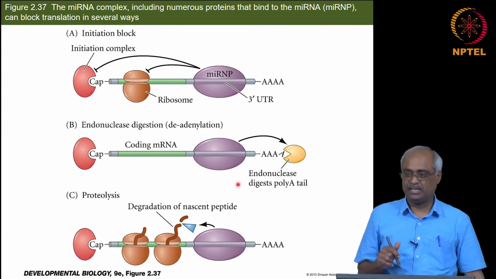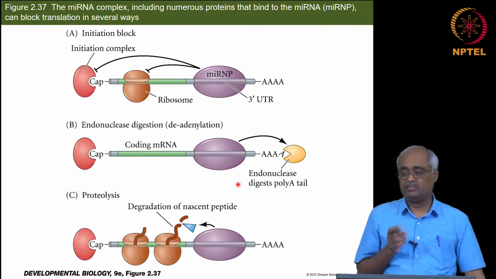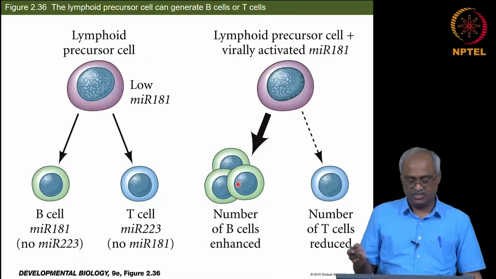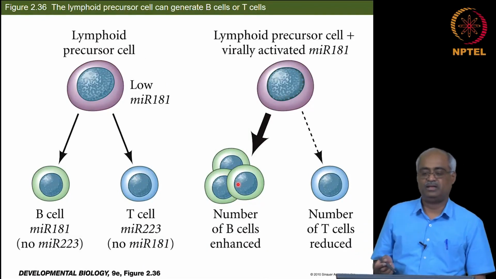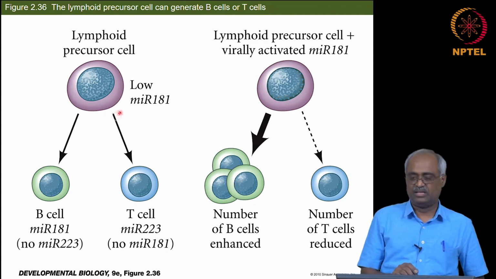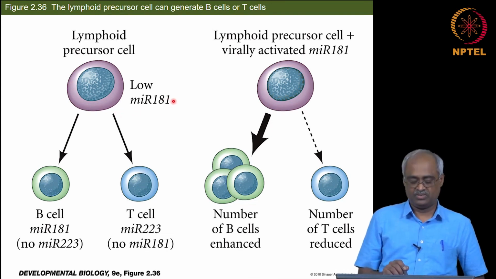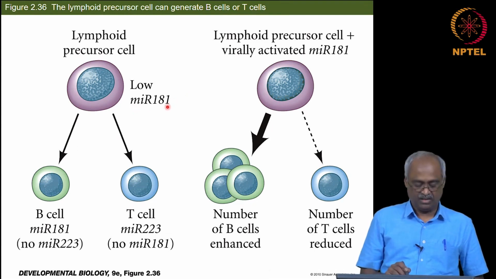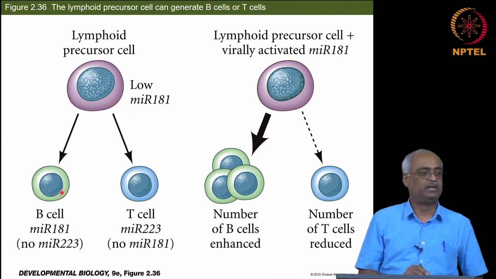And to what extent does it matter in a mammalian context? So here you have the lymphocyte context, where different kinds of lymphocytes develop. If you have a lymphoid precursor cell, which is usually low in this miRNA, usually called MIR and some number, so MIR-181, you get both B cells and T cells, and B cells express MIR-181 in larger abundance than the precursor.